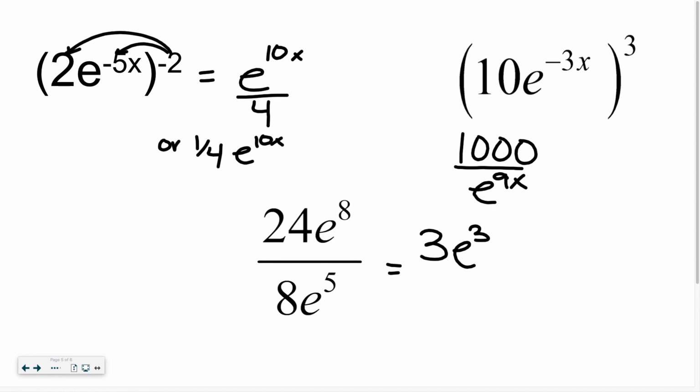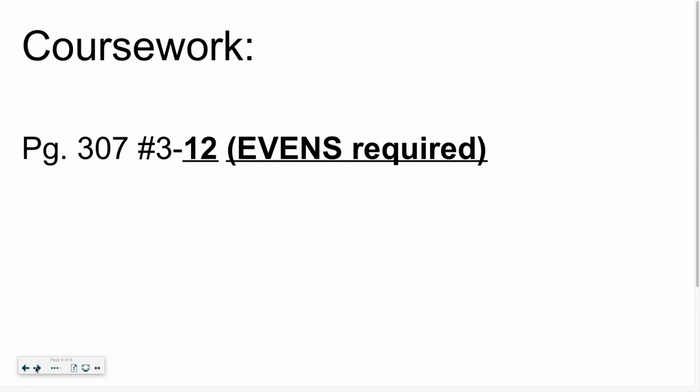So mix and match different properties. Just think about where things go. Take as many steps as you need. That's what your homework is going to be. So I would imagine after your concept check, you might be able to finish. That's it.